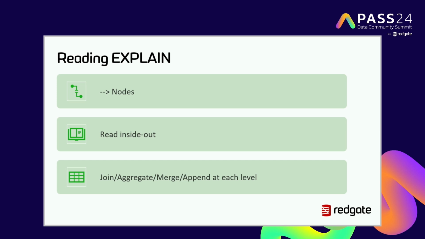So nodes are your things like your scans and your joins and what have you. Read from the inside out, and then generally, as data is pulled from disk, something's got to happen. It's got to be appended, it's got to be merged together, it's got to be aggregated, sorted, whatever, as you go higher up.